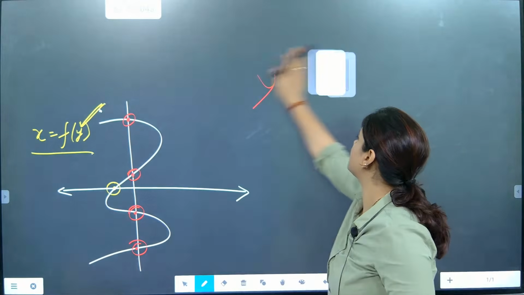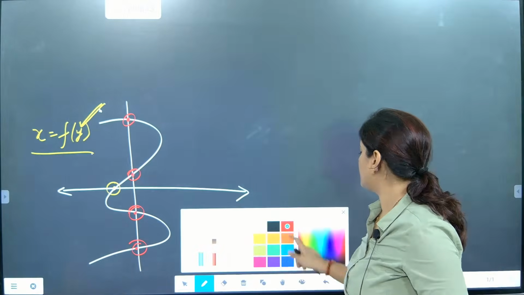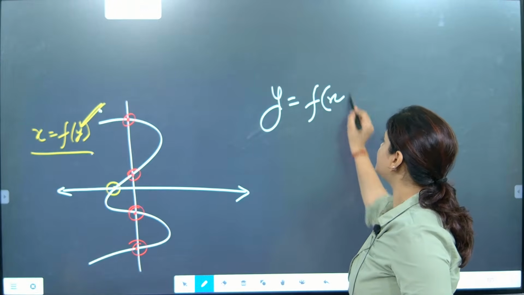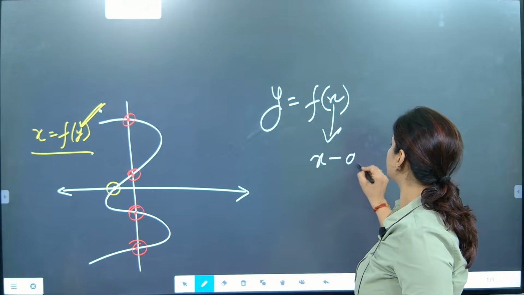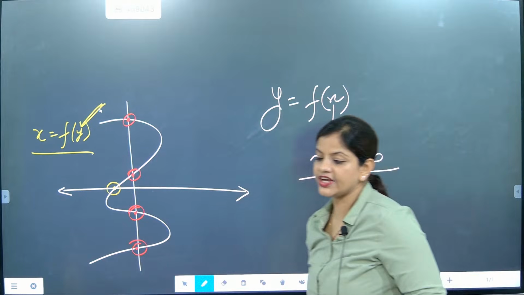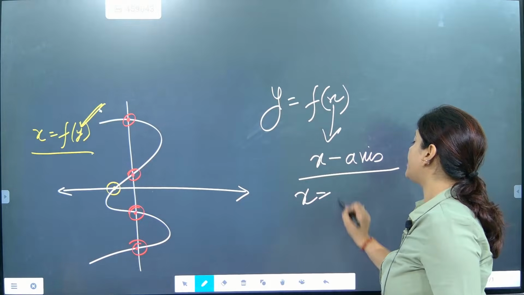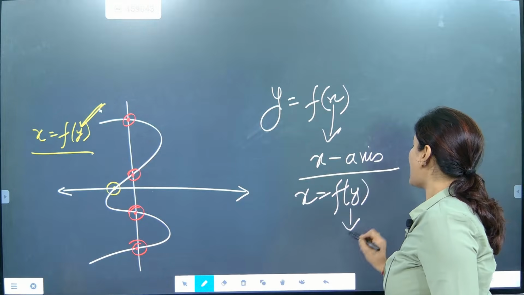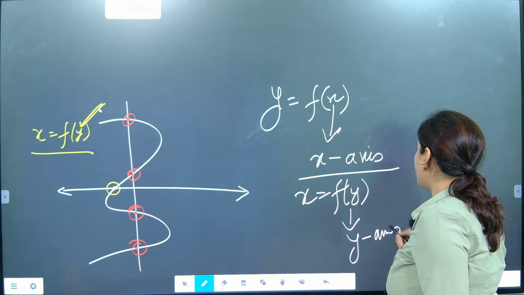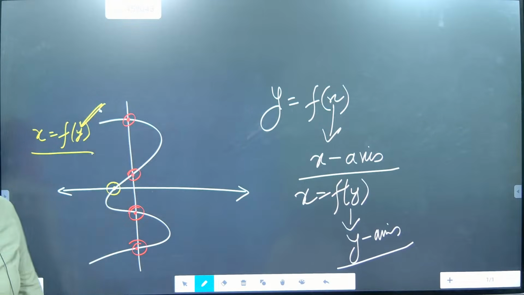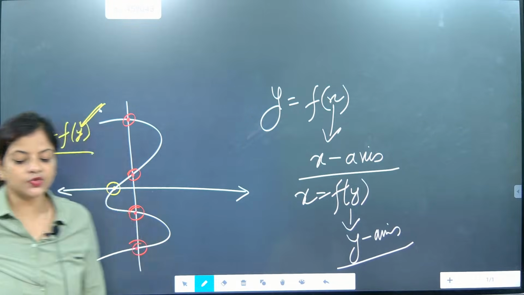When y is equal to f of x, check which axis? X-axis. And when x is equal to f of y, which axis you need to check? Y-axis. Y-axis, how many times is the curve touching or crossing, whatever. Okay? So that's what you need to remember.